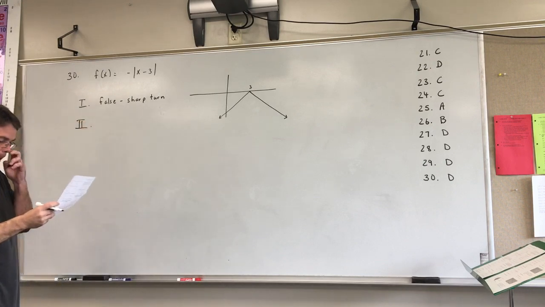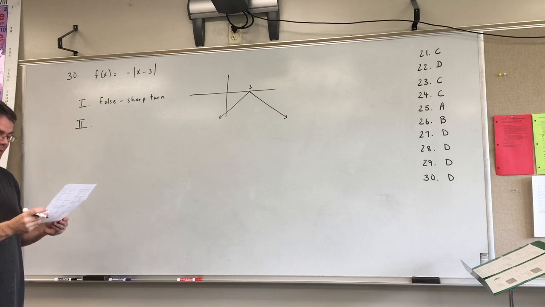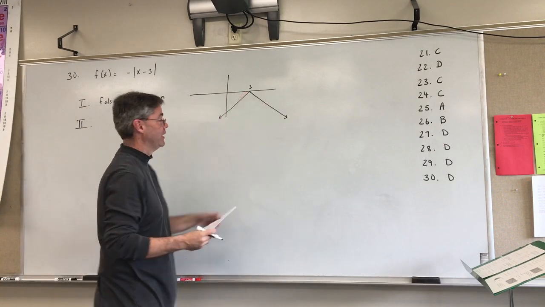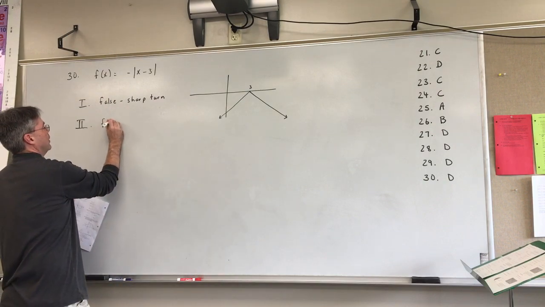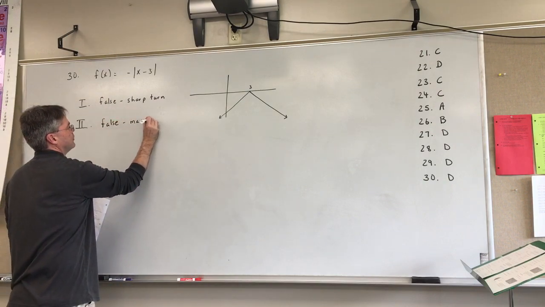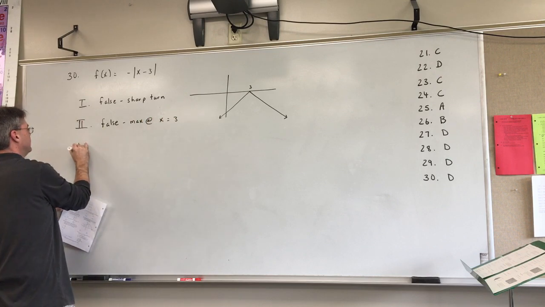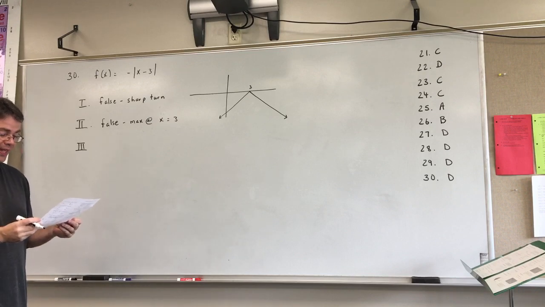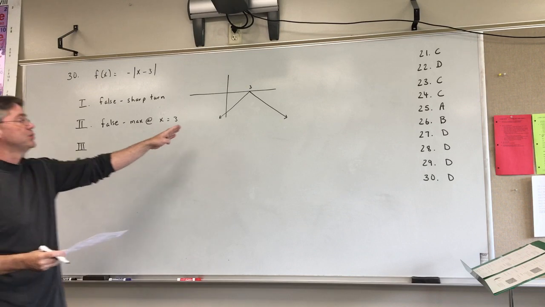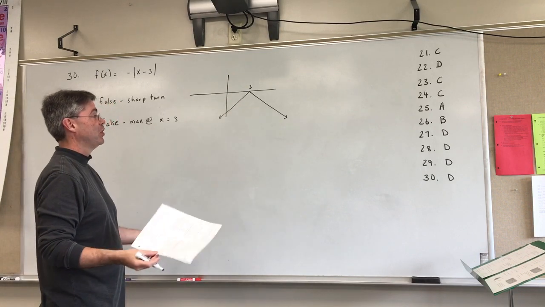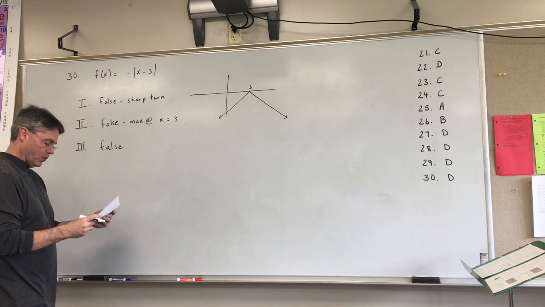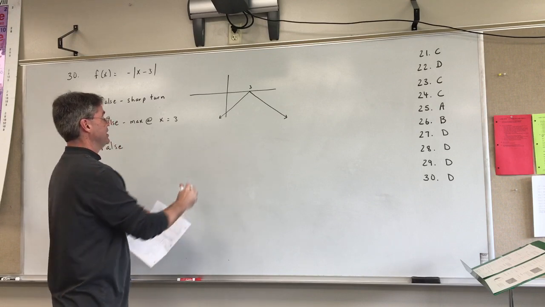How about 2? F has an absolute minimum at x equals 3. Well, you just graph this. At 3 it's a max, so that's false. And 3: a point of inflection. These are straight lines, there's no curve, so there's no point of inflection. That's false. So absolutely none of those are true, and that's going to be D.